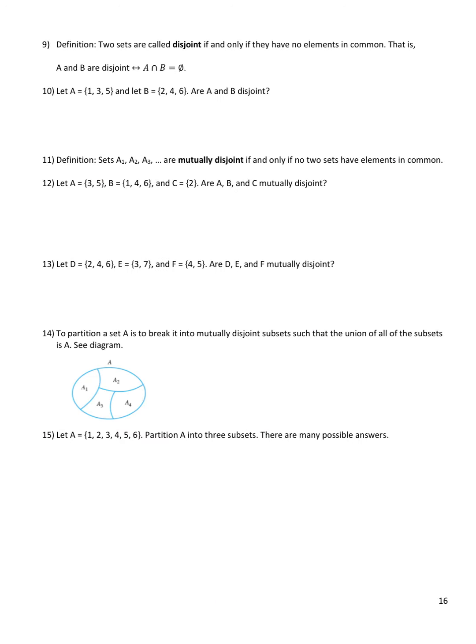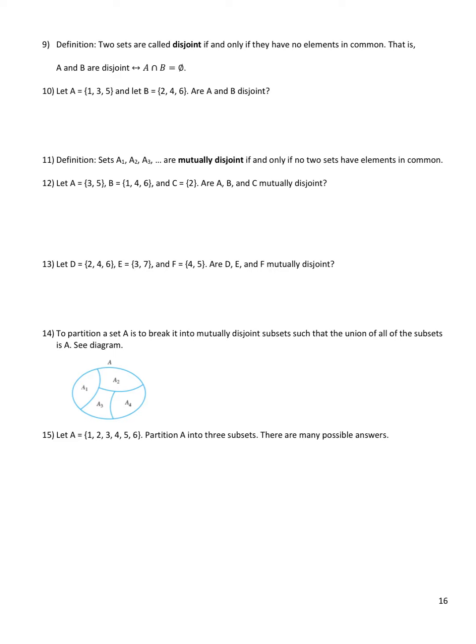Okay, definition. Two sets are called disjoint if and only if they have no elements in common. That is, A and B are disjoint if and only if A intersect B is the empty set. And that's what this symbol means, this 0 with a line through it. That's called the empty set. Nothing in common.